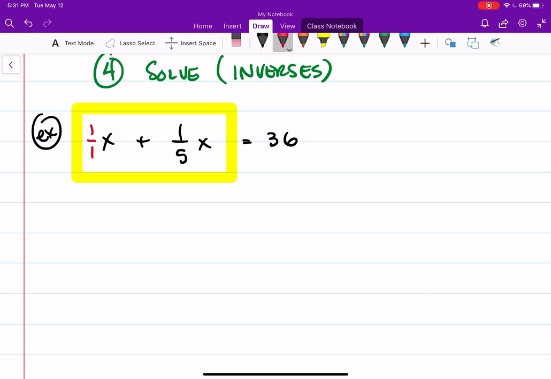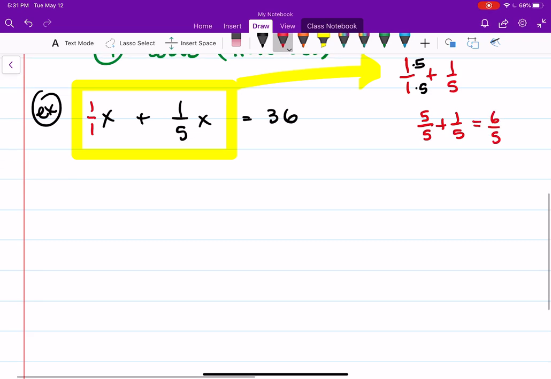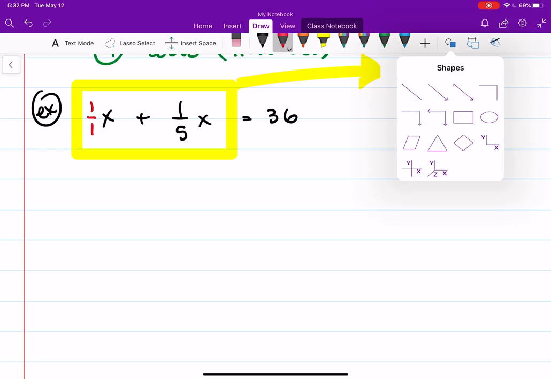So let's bring this to the side here. Okay. So I have a 1 over 1 plus 1/5. I need common denominators. So it's going to be a 5. So what I have here is a 5 over 5 plus a 1 over 5, which makes sense, right? 5 over 5 would be 1. Okay, cool. So this is going to be 6 over 5.